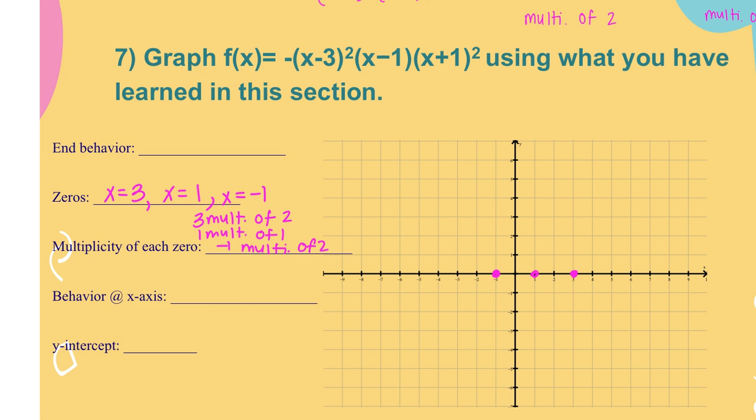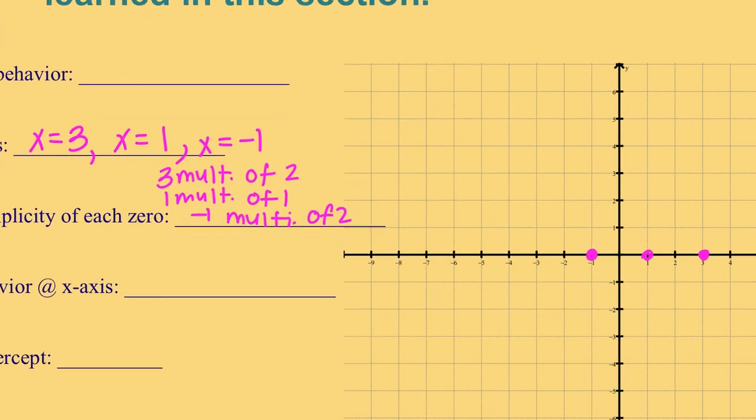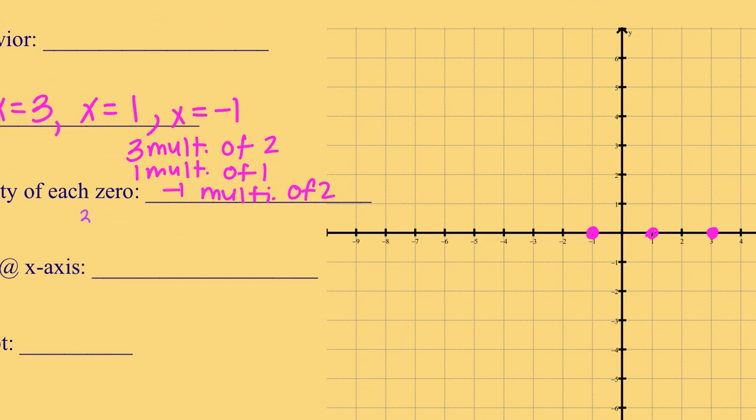Okay, this is the part I really need you guys to pay attention to because it's going to be a little different. So because 3 has a multiplicity of 2, is it a bounce or a cross? It's a bounce. Now, I don't know which direction I'm bouncing in yet, so I'm not going to draw it as of yet. 1, is it going to be a bounce or a cross? It's a cross. I can go ahead and draw that cross because it's just going to cross at 1. And then -1, is it a bounce or a cross? Bounce. Okay, now in order for me to draw those bounces, I have to find my end behavior.